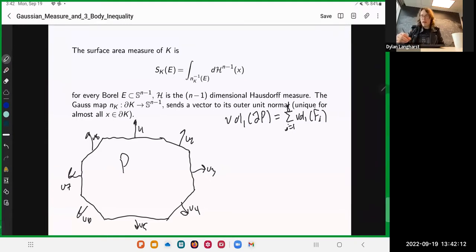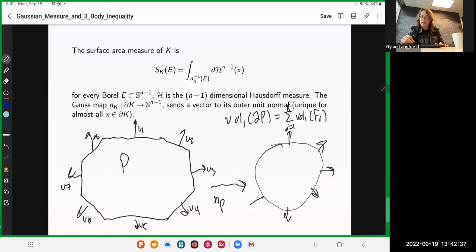Well, it's simple. On the sphere, I take all these outer unit normals, and we call the map which sends a vector on the boundary of a convex body to its outer unit normal the Gauss map. So I use the Gauss map, here it's N_P, and it sends all the vectors on the boundary to their outer unit normals. So it collapses each face to a single vector.